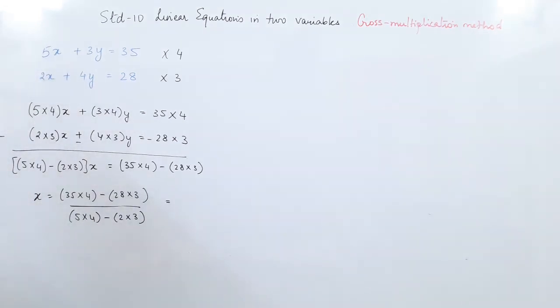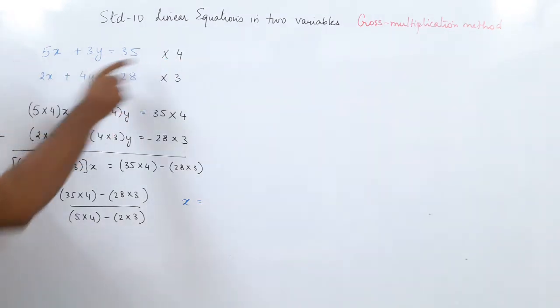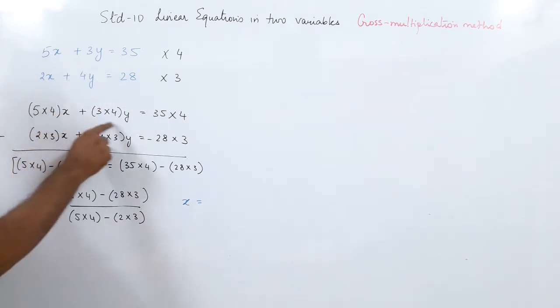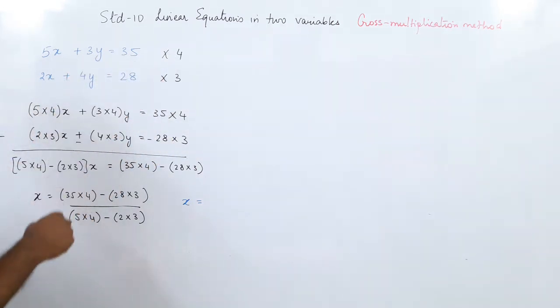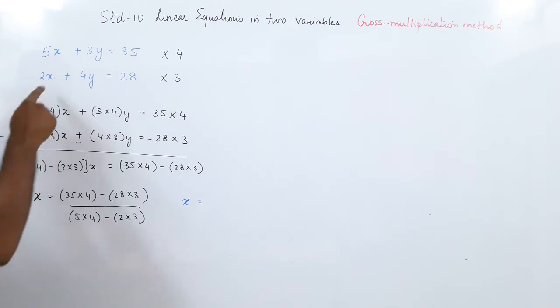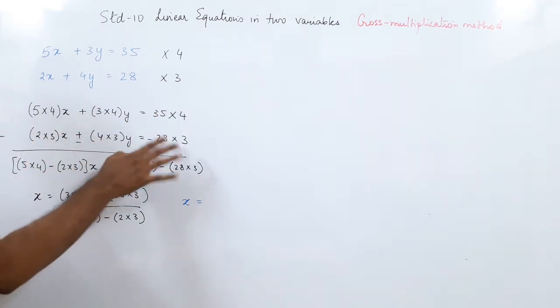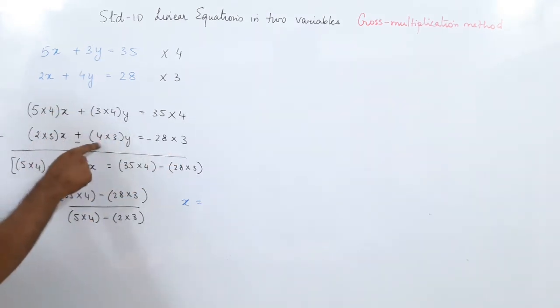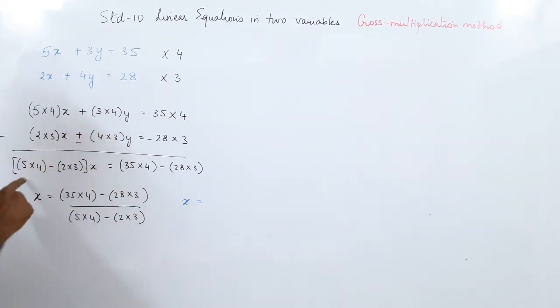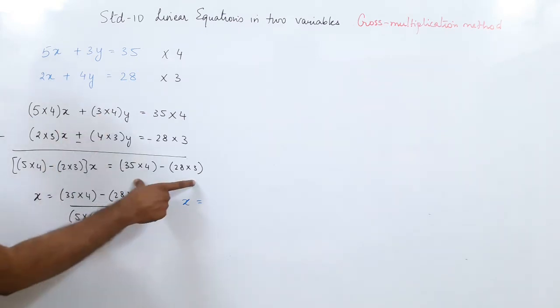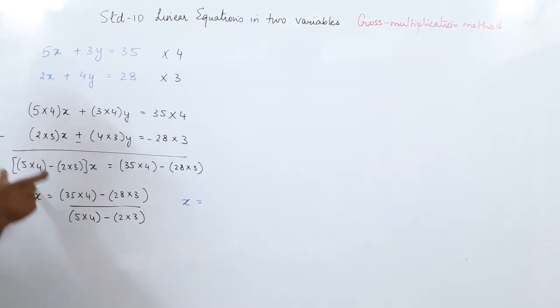Okay? So this is which form? This is the standard form. We got the answer by elimination method. Right? So you understood what I did? I multiplied this equation by 4, so 5 into 4x plus 3 into 4y equal to 35 into 4. And 2 into 3x plus 4 into 3y equal to 28 into 3. Now 3 4s are 12, 4 3s are 12, so I subtract them. So this y gets eliminated and this is remaining. So x is equal to this upon this.